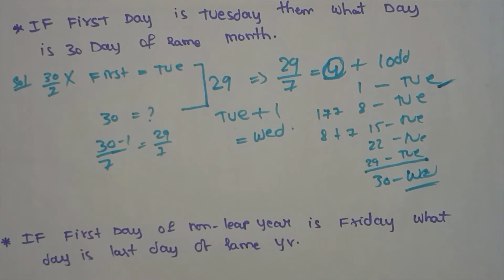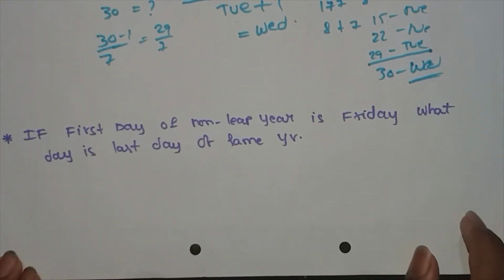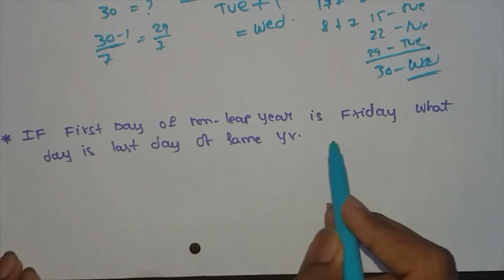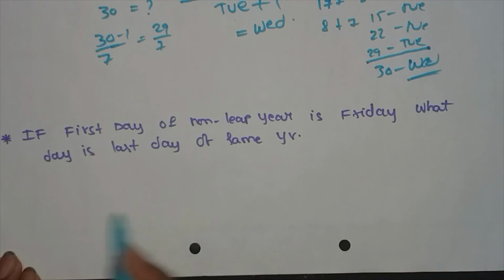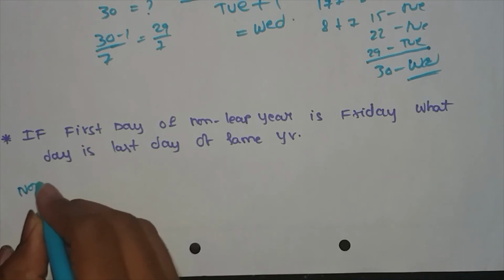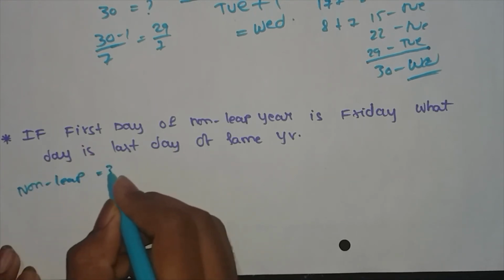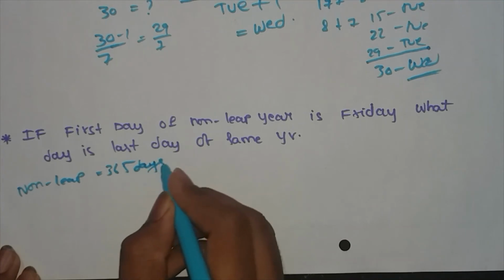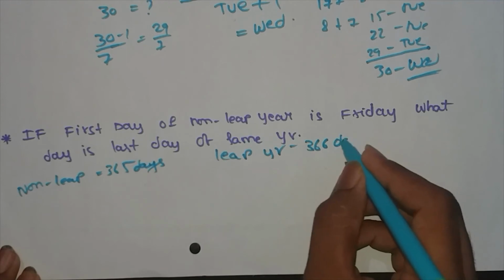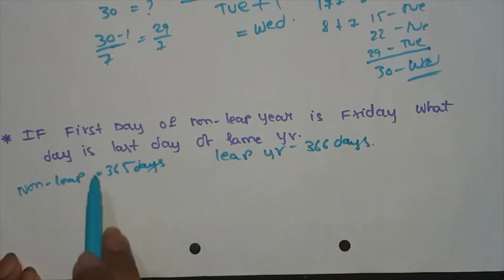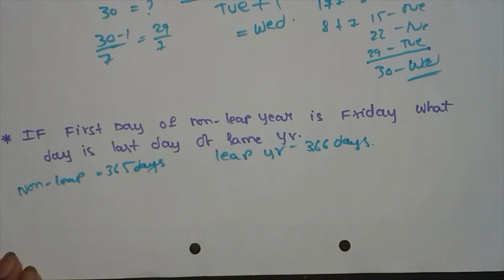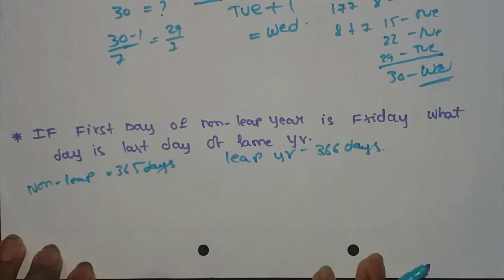So this is completed. So the next question is, if the first day of a non-leap year is Friday, what day is the last day of the same year? Firstly I have told you the main concept: a non-leap year consists of 365 days. A leap year consists of 366 days. So in the given question, the first day of a non-leap year is Friday. You have to find it by a simple trick, easily.